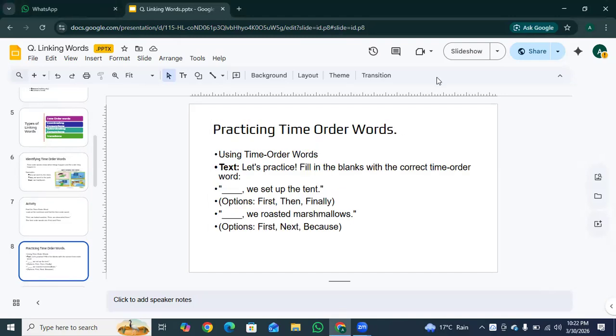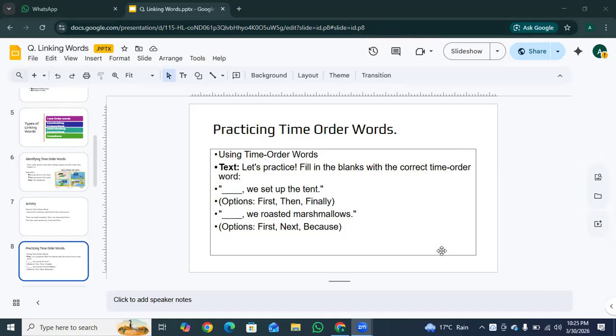So we have another activity, practicing time order words. Let's practice by filling in the blanks with the correct time order words. Okay. Dash, we set up the tent. Options: first, then, finally. Yes, first is correct. Why? Because when you go camping, setting up the tent is the first thing. Since it is step number one, we use first.